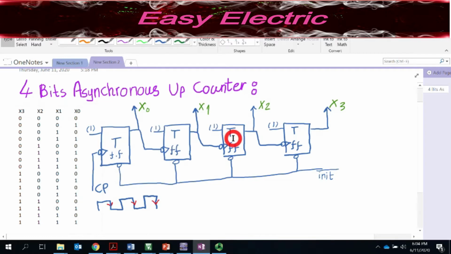Check the third one. The clock of the third one is x1. So that means this column x1 is the clock for this output. Definitely the input is 1. Whenever this is the falling edge, it will toggle. Otherwise, it's going to hold. So whenever I activate this initial, it's actually 0. I'm in this case. So then check here.